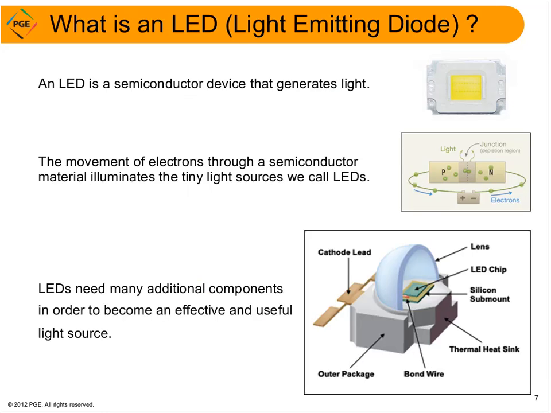So what is an LED, or light-emitting diode? LEDs are a form of solid-state lighting, and they're a semiconductor that generates light. In many ways, you can think of an LED as the opposite of a photovoltaic cell. Instead of turning light into electricity, LEDs turn electricity into light. Light is produced through the movement of electrons through a semiconductor material.